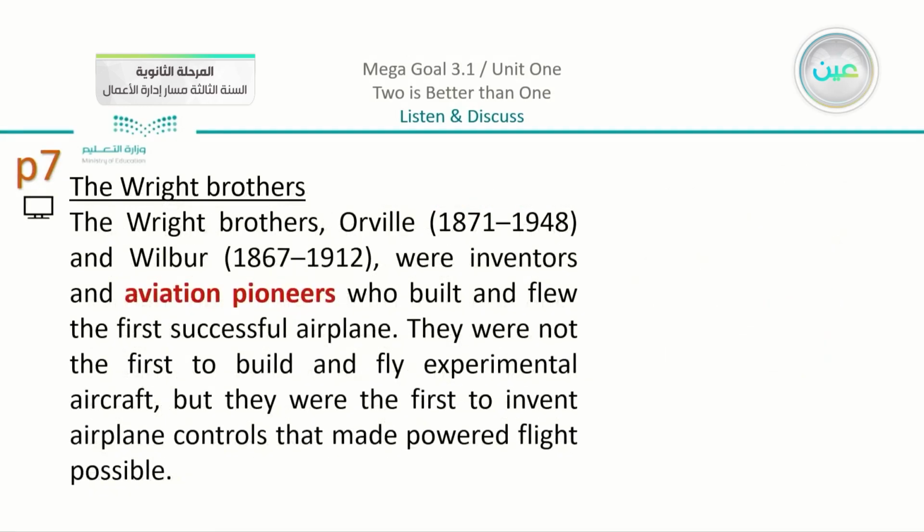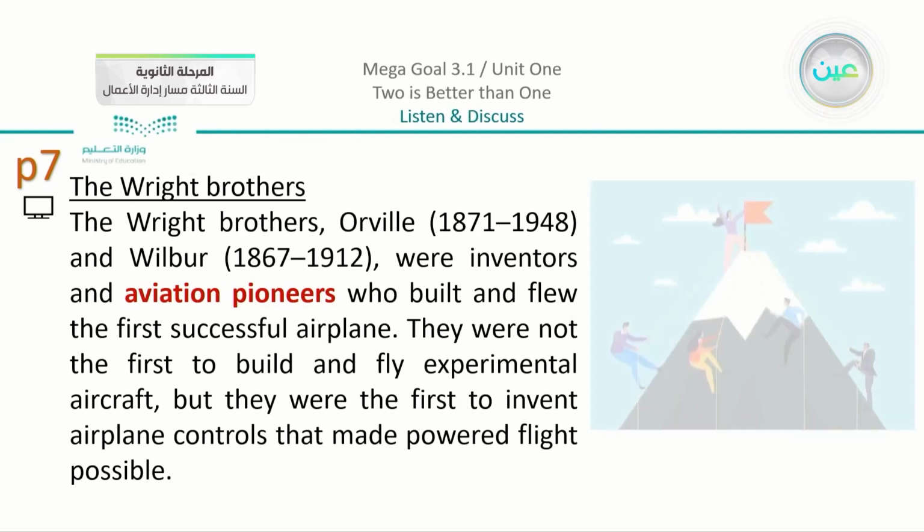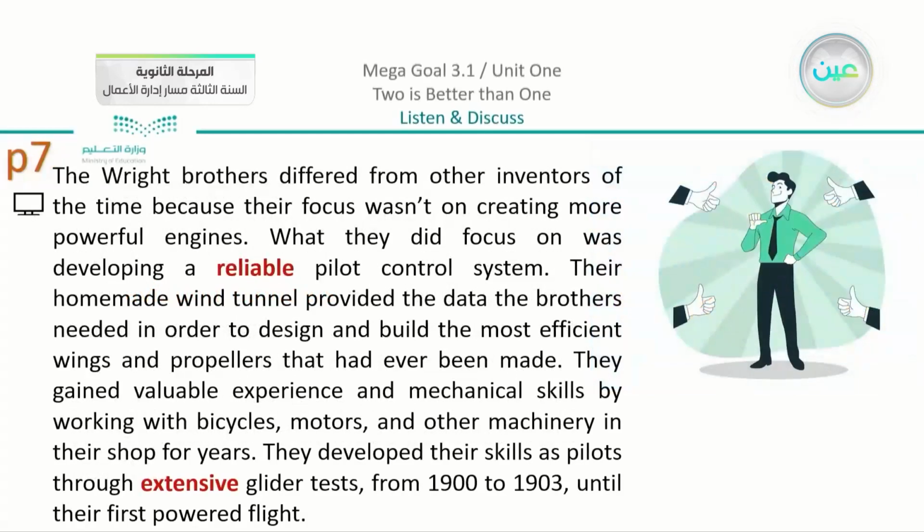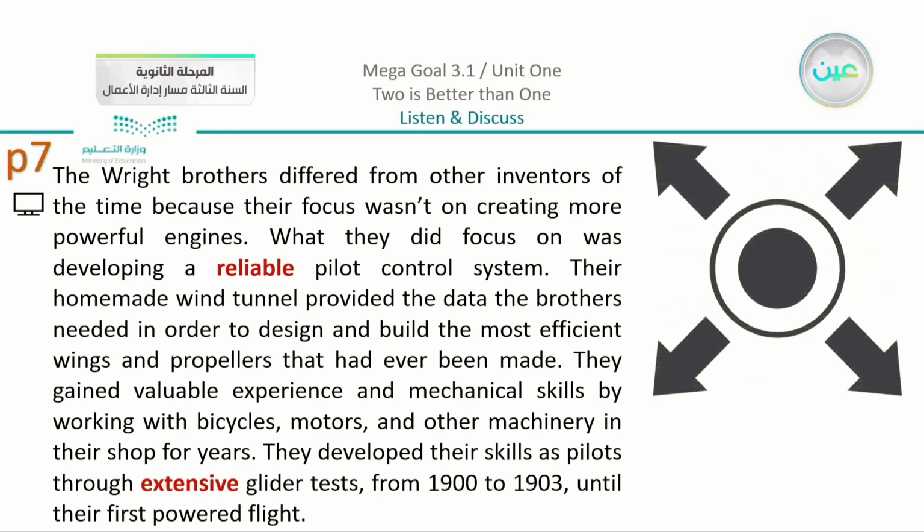In this part we have two words. We have aviation and pioneers. So I'm going to show you the first picture, an airplane. And the second one, you can see that these people are trying to climb the mountain, but there is the first person. Reliable and extensive. Like this person, he is reliable. A lot of people approve of his work. And extensive, we can say that something is wide, covering something wide.